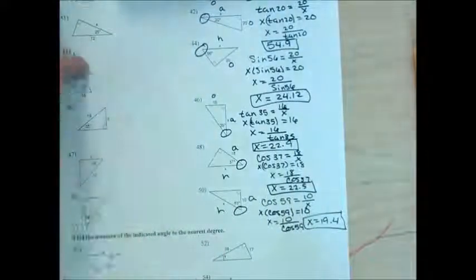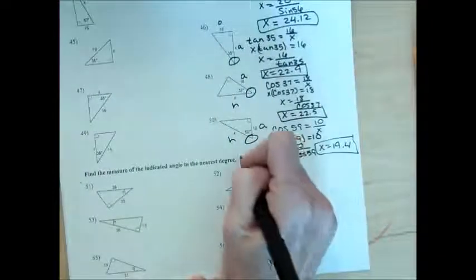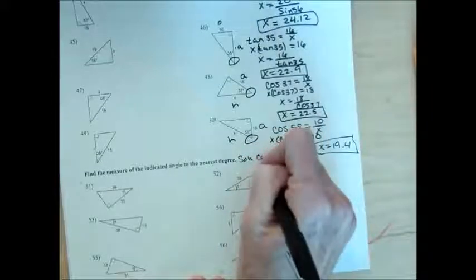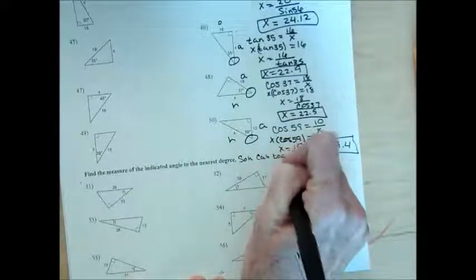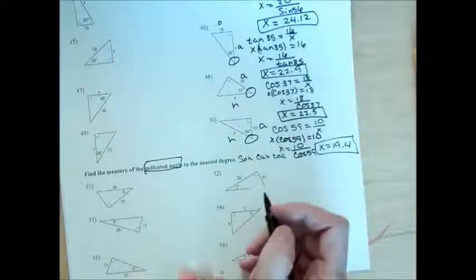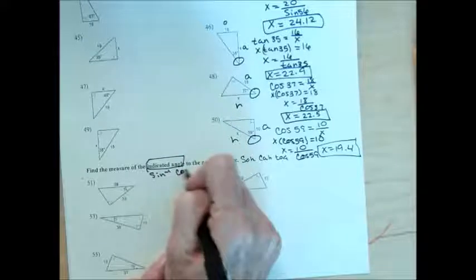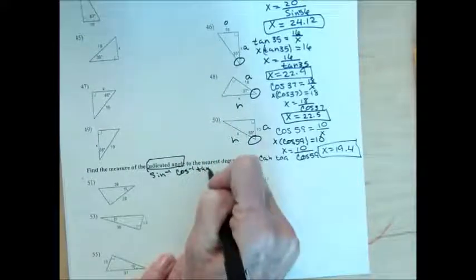Those are the harder of the equations. The next are the easier of the equations. We're finding the missing angle. We're still going to use SOHCAHTOA. Since we're finding the missing angle, we're going to use the inverse function. So we're using sine inverse, cosine inverse, or tangent inverse.